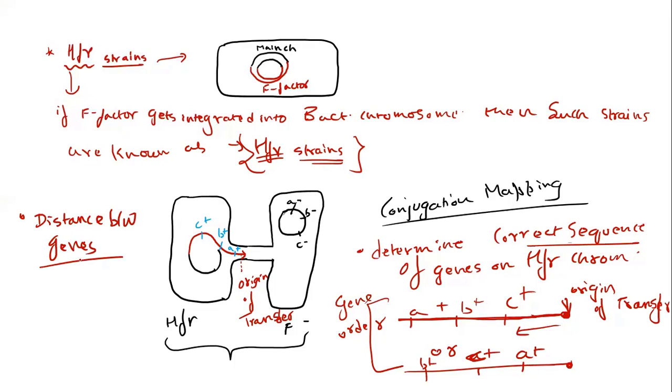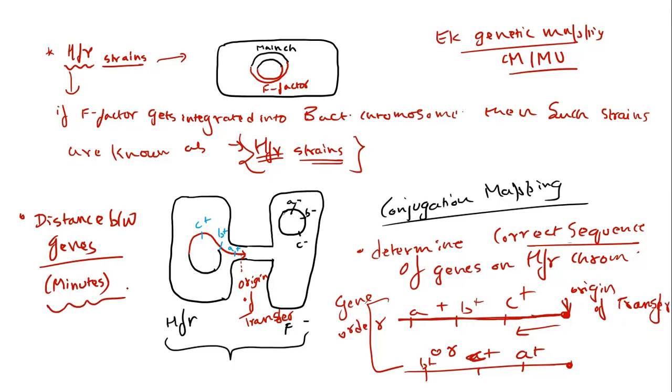Acha, what was the unit of distance measurement in eukaryotic mapping? What was the unit in eukaryotic genetic mapping? Centimorgan. Centimorgan or map unit. But in bacterial mapping, all distances are measured in minutes. The unit is minutes, right?